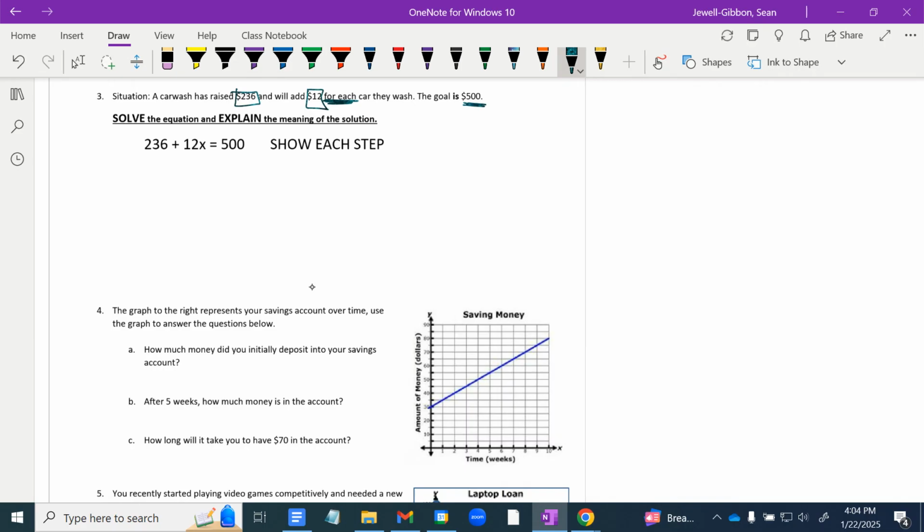So let's take a look here. We have our starting amount of $236 plus an additional, this is going to be our rate, $12 per something, equal to our total. So they want to know what that something is here. And if we look carefully, it's $12 for each car that they wash. So this is going to be cars that they wash. At the end here, we're going to have x equal to something, and we need to make sure to explain that that is the number of cars washed. Be really careful on this final exam. Make sure that you are answering every single question that is asked of you.